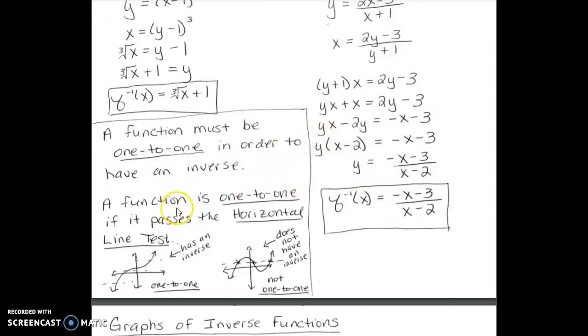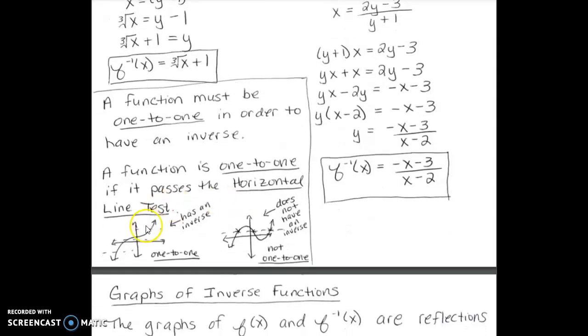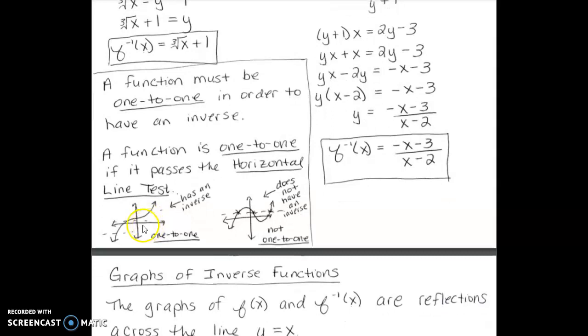In the definition of an inverse, we said that the function had to be 1-to-1 in order to have an inverse. So the term or the phrase 1-to-1 simply means that it must pass the horizontal line test. The horizontal line test works just like the vertical line test. If you can draw a horizontal line that touches the graph more than once, then it's not 1-to-1. So here's an example of both kinds.